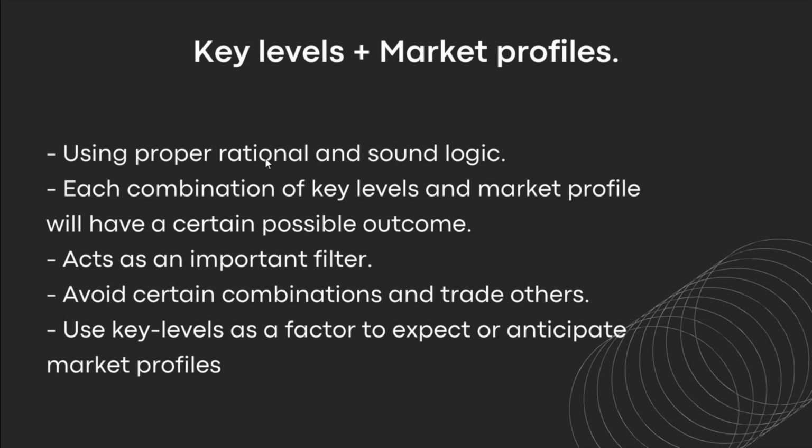We're going to be using proper rational and sound logic to profile price on the charts in conjunction with key levels. Similarly, we're going to see what the different combinations and different outcomes are for key levels and market profiles when combined with each other. Now, the integration of profiles and key levels would act as a major filter for us to avoid lower probability market conditions. Our job as a trader is to only trade high probability and high quality trades throughout the week, which only form like 2 to 3 times, and the rest of the time our objective is avoiding lower probability conditions and waiting for our setups patiently, right?